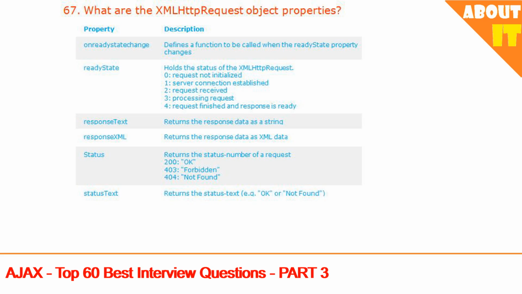responseText returns the response data as a string. responseXML returns the response data as XML data. status returns the status number of a request: 200 OK, 403 forbidden, 404 not found. statusText returns the status text, for example OK or not found.